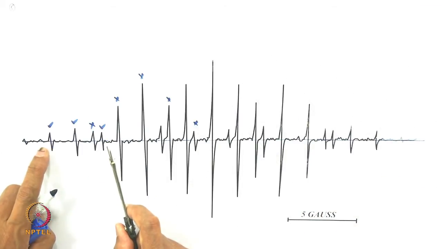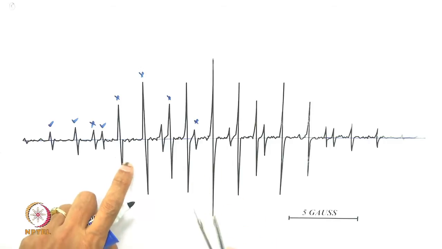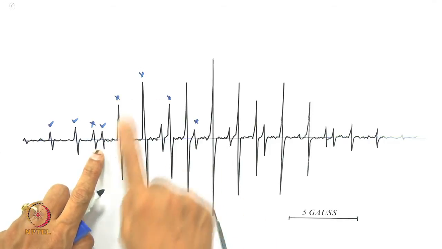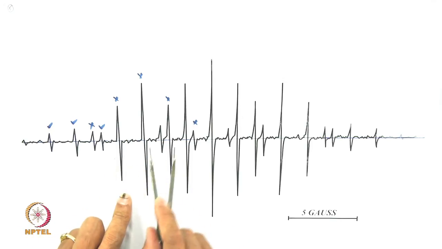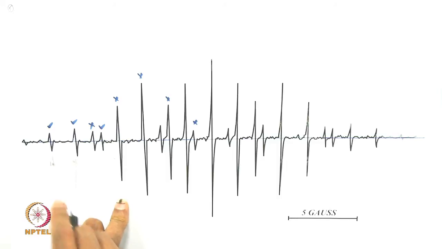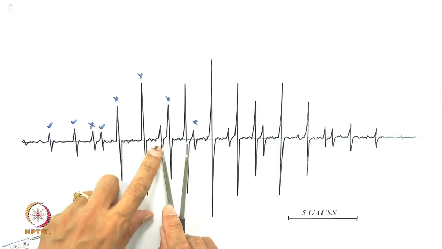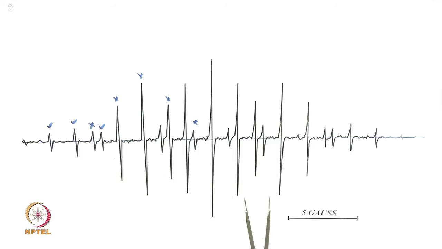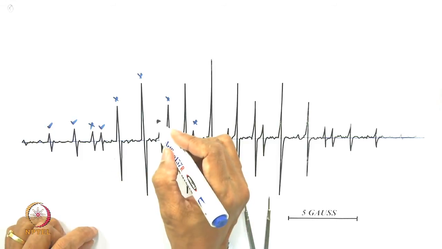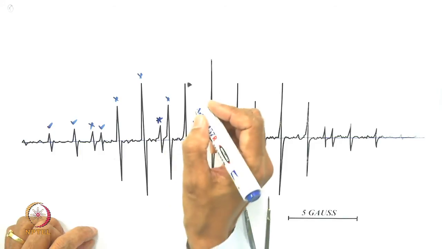To be absolutely sure that something is missing, let us look at the next group of lines which are not part of this hyperfine group. That is here. We start from this again and find out the lines which have the same coupling constant, starting from here, this one here, this, this and this. Again you see there are 5 lines. Let us put some sort of sign here.